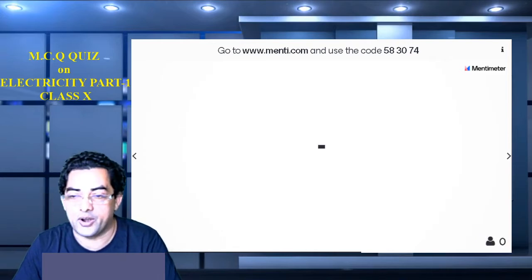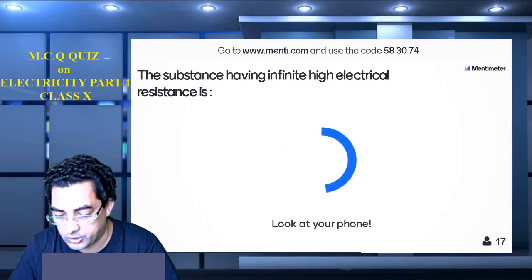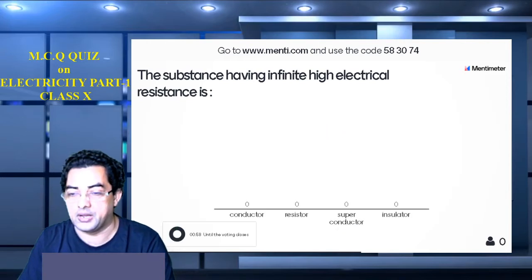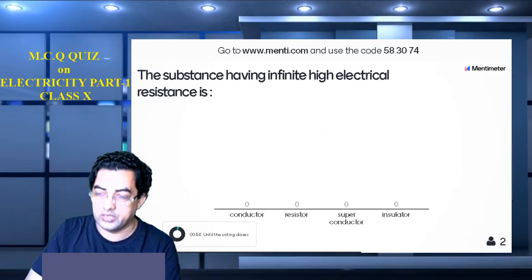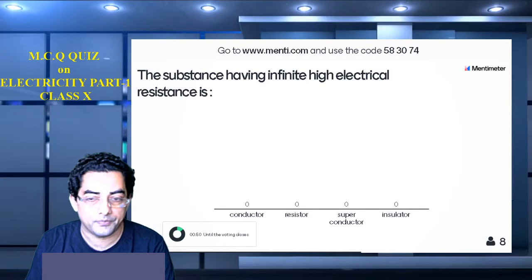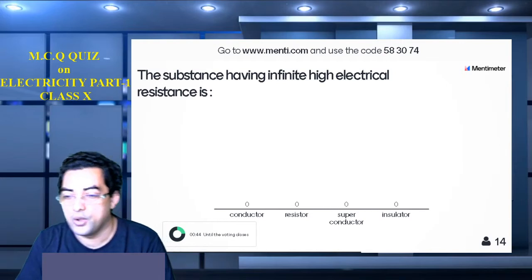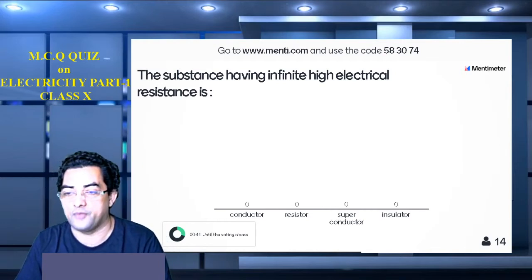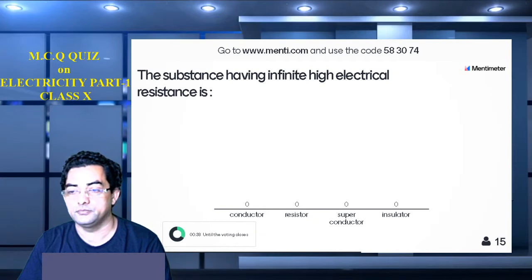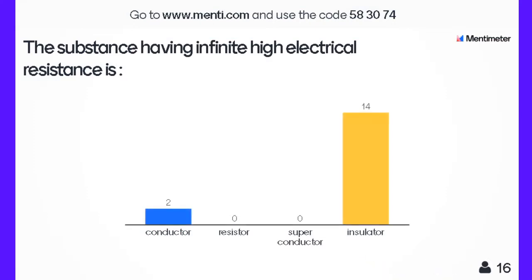So the next question in front of you, on screen, from the electricity chapter, is this. The substance having infinite high electrical resistance. Whose electrical resistance is the highest? Is it conductor? Is it resistor? Is it superconductor? Or is it insulator? Which one of them do you think is the correct answer? 15 of you have answered. Let's wait for the others. Everyone has answered. Let's see the scores.